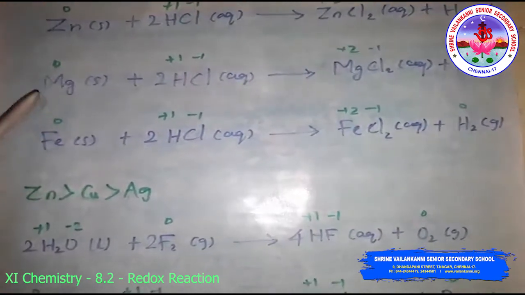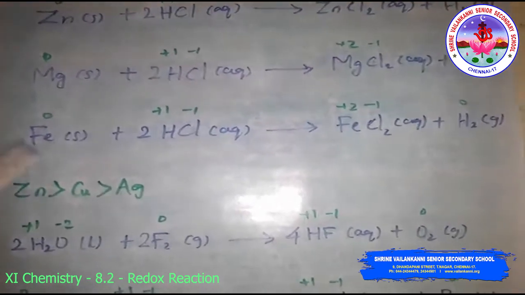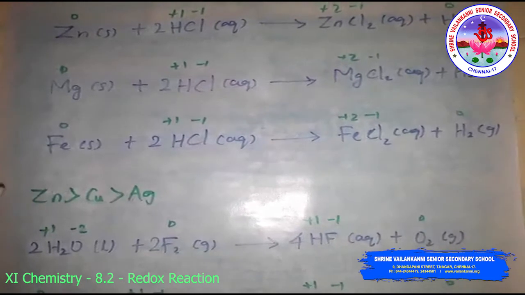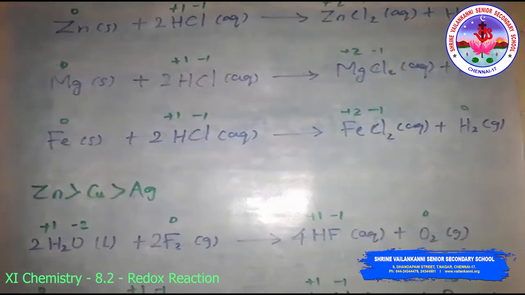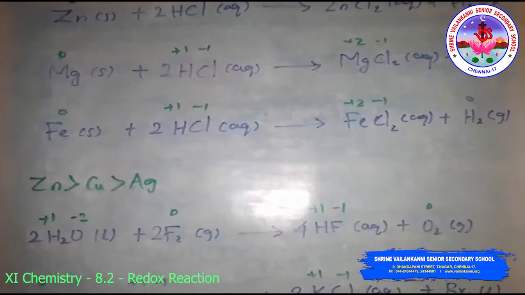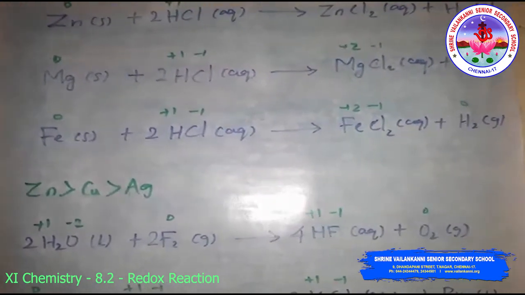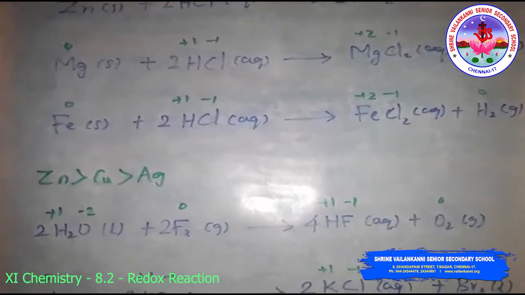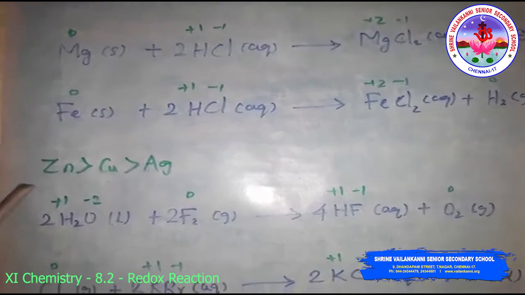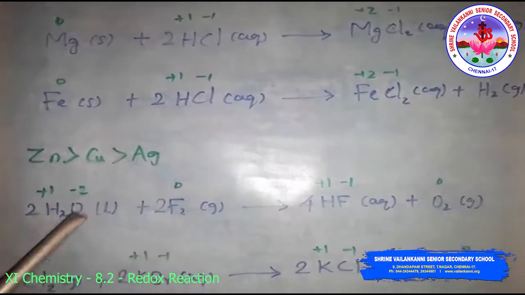Very less active metals, which may occur in the native state, such as silver and gold, do not react even with hydrochloric acid. So we already learned that the metals zinc, copper and silver, by their tendency to lose electrons, show reducing activity in this order: zinc is greater than copper, which is greater than silver.